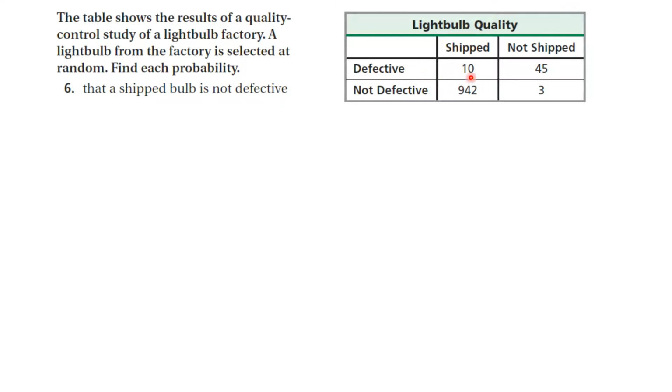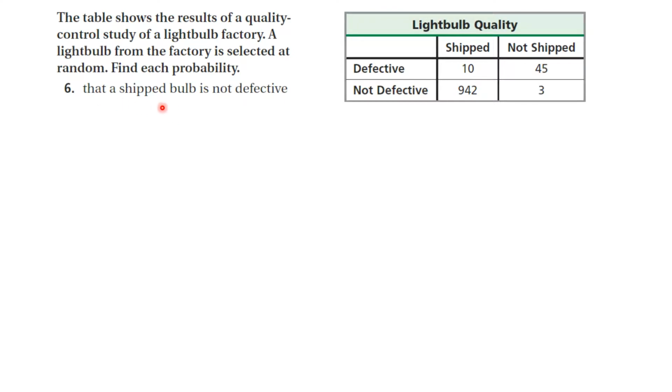We have some defective light bulbs. Some were shipped, 10 of them, and 45 of them weren't shipped. And we have not defective light bulbs. 942 of them were shipped, and 3 of them were not shipped. And then we have the shipped and not shipped, which goes with the defective and not defective as well. And so we want to find the probability that a shipped bulb is not defective.